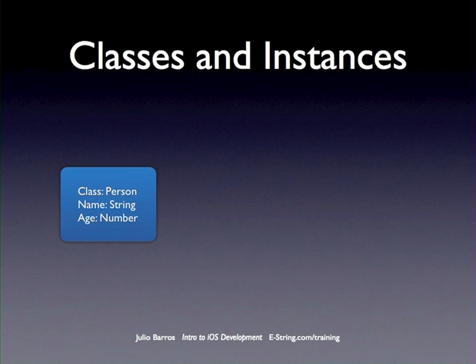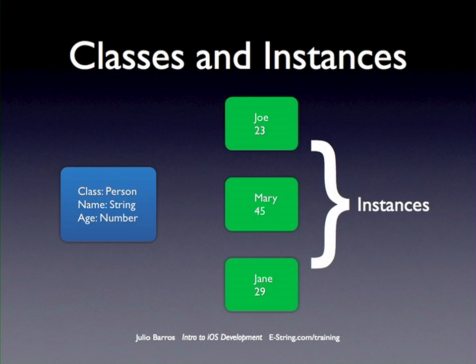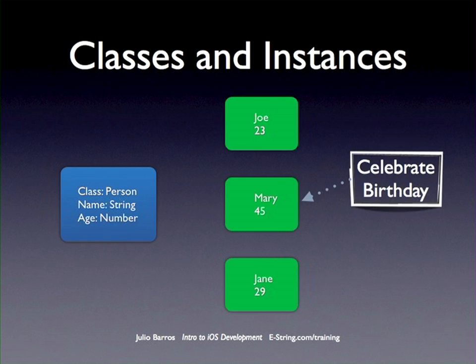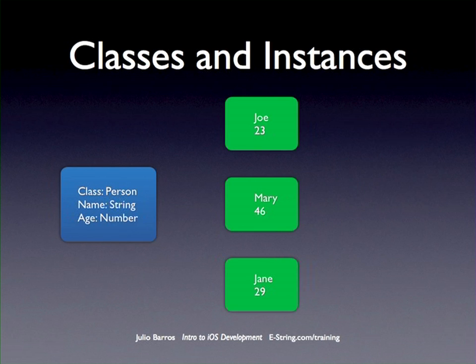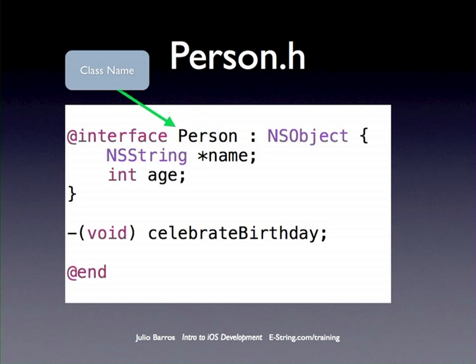For example, you might have a class called Person. Each person has a name and an age. You use that person class to create a new person instance whenever you need a new person object in your application. You can then send a message to a particular object to invoke a method. That method operates on the data in that object. In Objective-C, our person class might look like this.